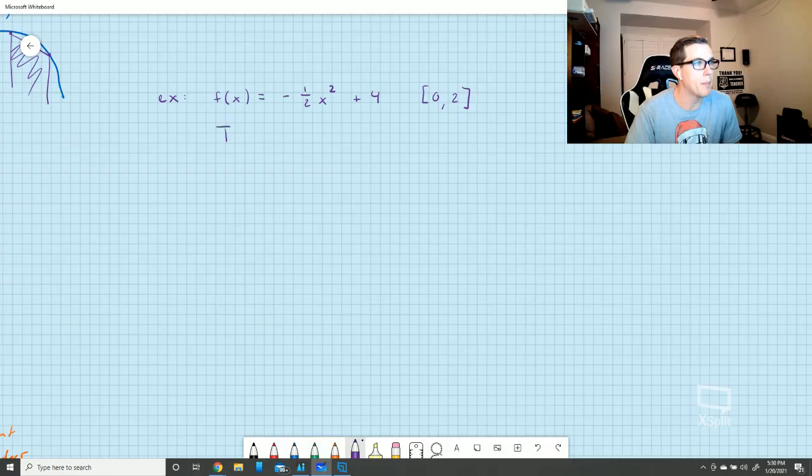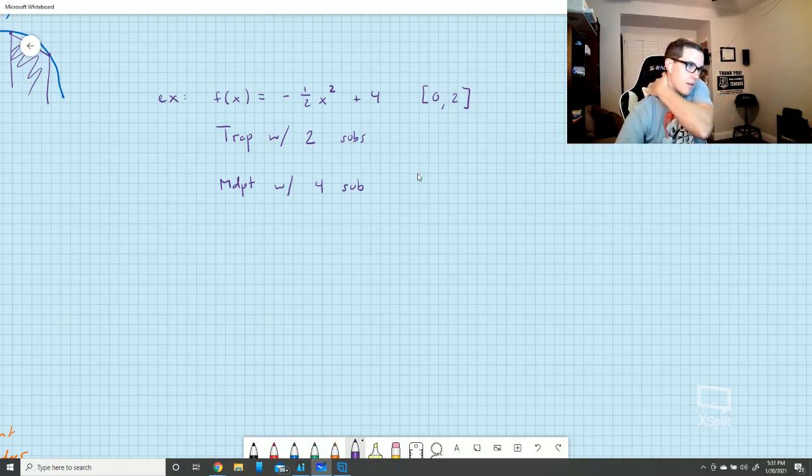Let's do a trapezoid with 2 subintervals. And let's do a midpoint with 4 subintervals. That will be annoying, but this will be a good practice. Yeah, it's fine. All right, let's do it.